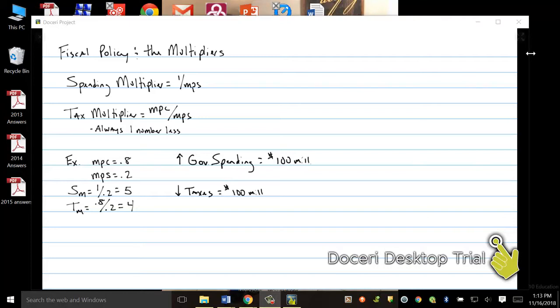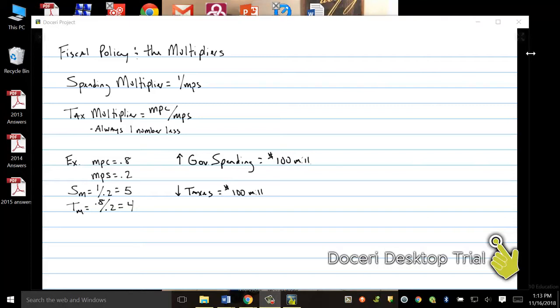So if you look at our example, in an economy where we have the MPS as 0.2, and the MPC is 0.8, you can look below and you can see that in that scenario, the spending multiplier would be 1 divided by 0.2, which equals 5. And the tax multiplier then is 1 less. It's going to be 4. And that will always be the case. Your tax multiplier will always be one number less than the spending multiplier.